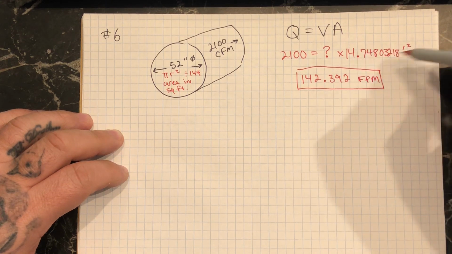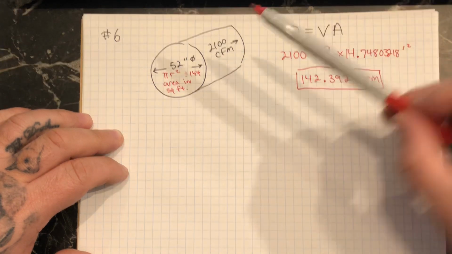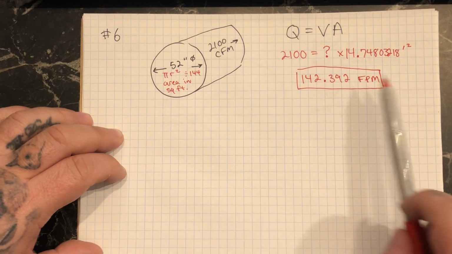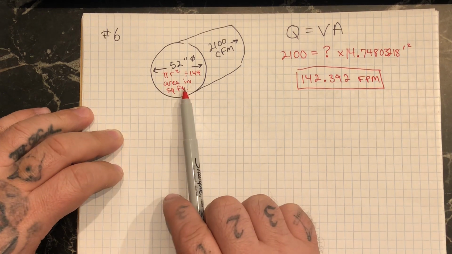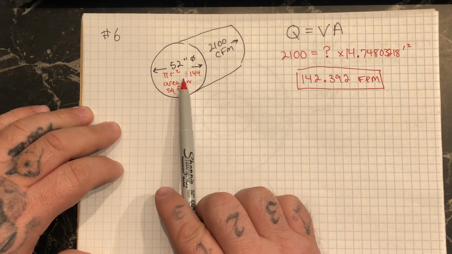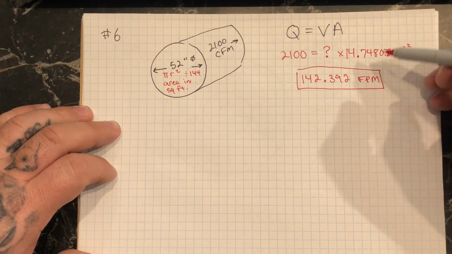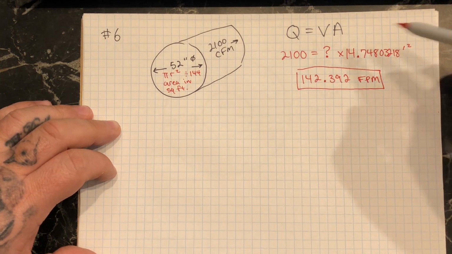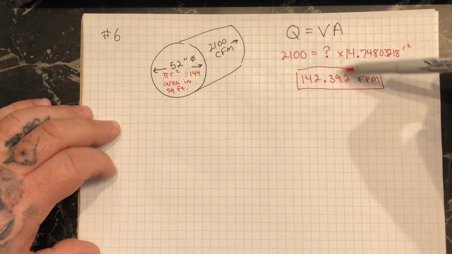So make sure when you're figuring out the area, you make it in square feet, because everything is in cubic feet per minute, and feet per minute is the velocity. It doesn't have to do with inches. You have to make sure you convert it. So doing the area of the circle, pi r squared, gives us the area. Then divided by 144 to get the area in square feet. So that gives us 14.74803218 square feet. So this times this equals this. This divided by that is going to give us our feet per minute.